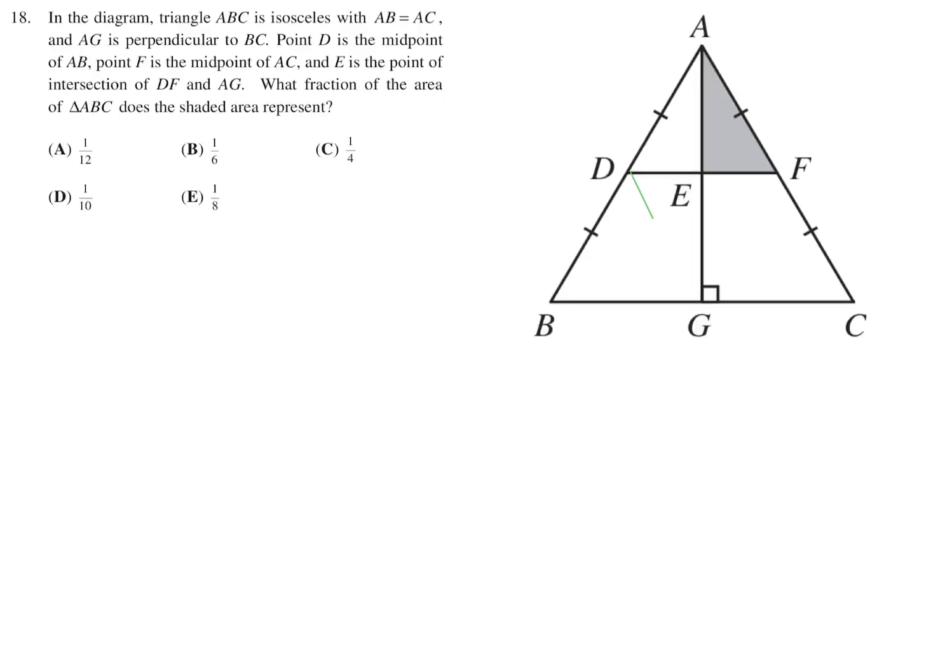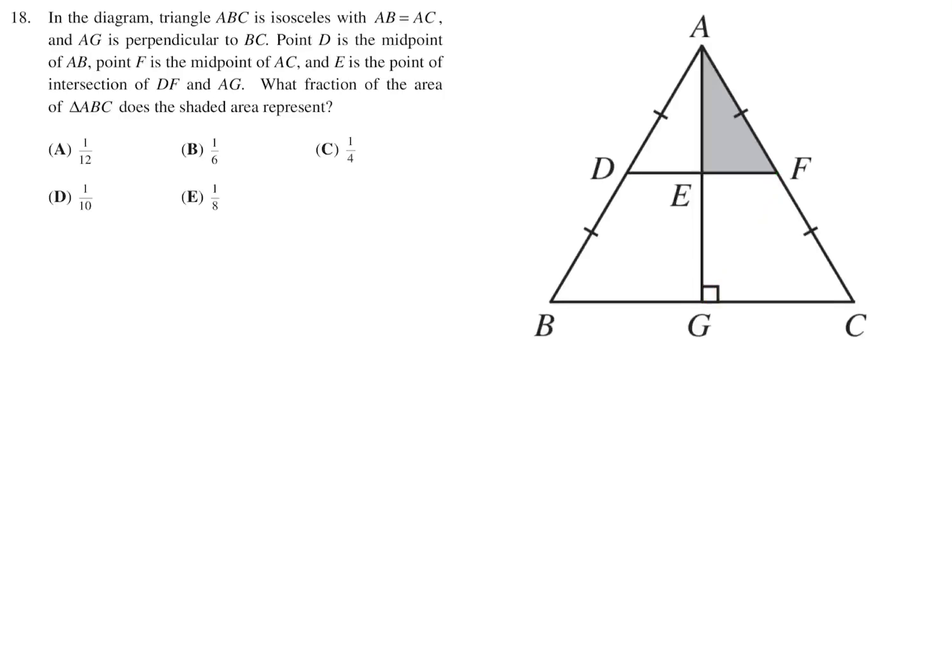The very simple way is basically you draw lines from D to G and F to G, and then you draw a perpendicular from D down to the base and F down to the base. And then you say that those 8 triangles that I just created are all equal. And therefore the shaded one is just 1/8 of them. So the answer is E. And that is a completely legitimate solution.